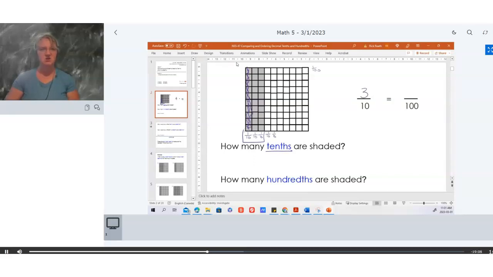Now, if each column has 10 little squares in it, then we could count by tens and say we have 10, 20, 30, 30 hundredths shaded. So 3/10 is the same amount as 30 hundredths.